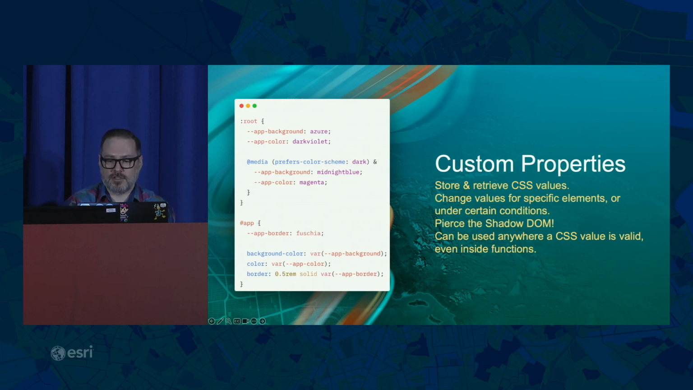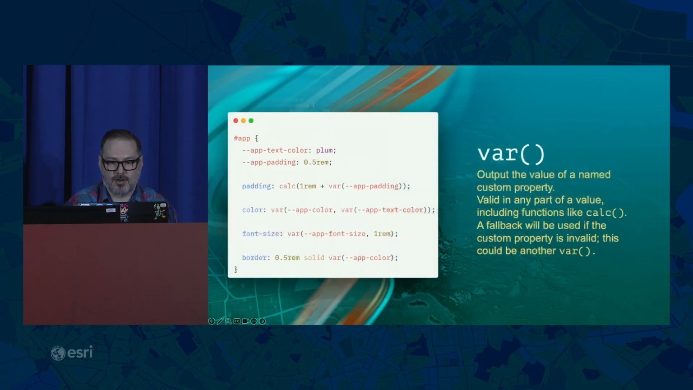So speaking of functions, let's talk about the most important function when you're working with custom properties, and that is var. Var is a CSS function that outputs the value of a custom property into any part of a value of another property. You could use it as the entire value, you could use it as part of a value, or you can use it inside other functions. It's especially useful inside calc functions or inside grid layout functions like min-max.